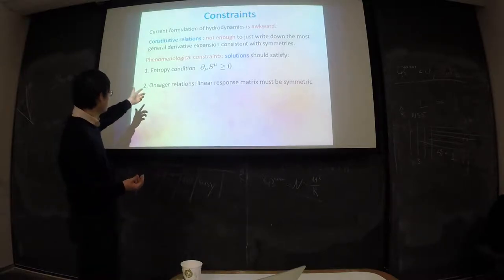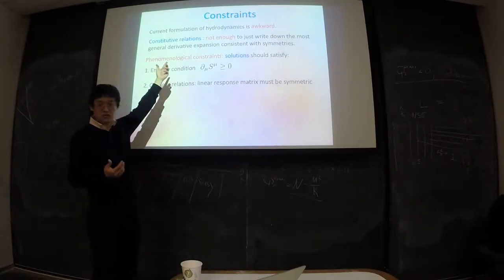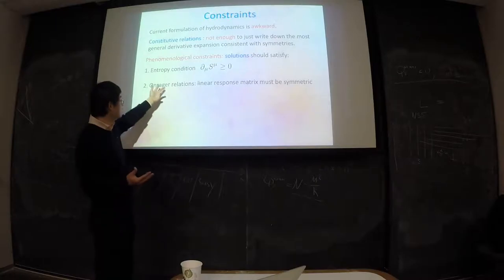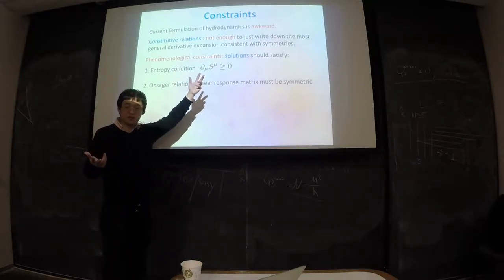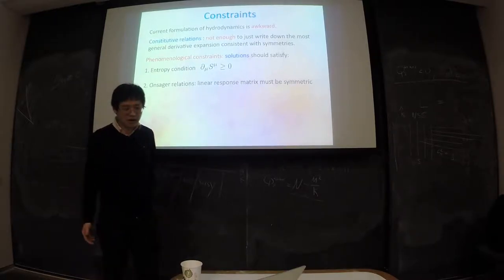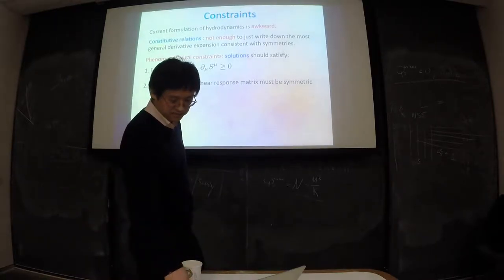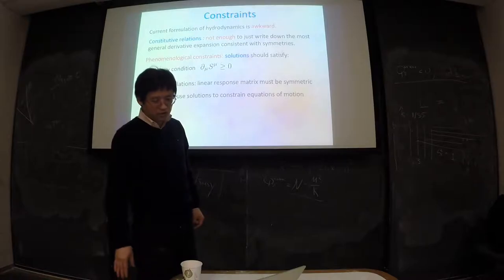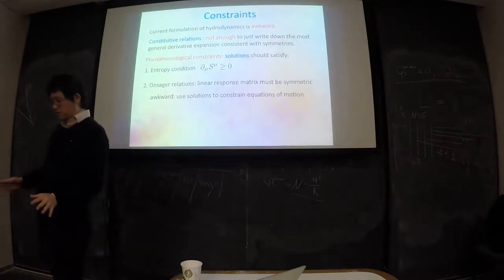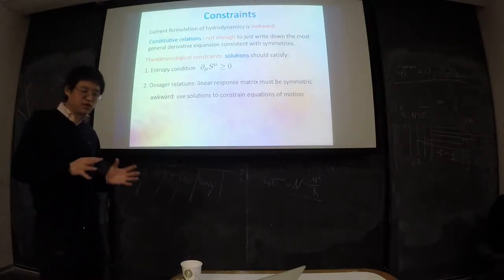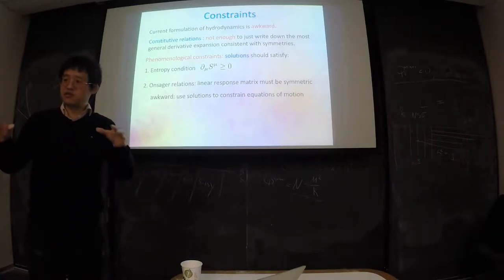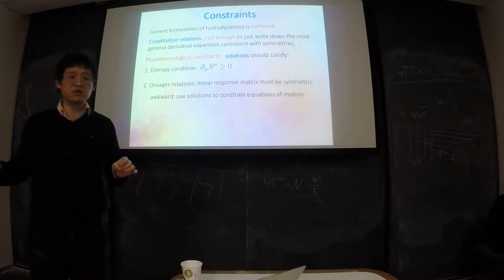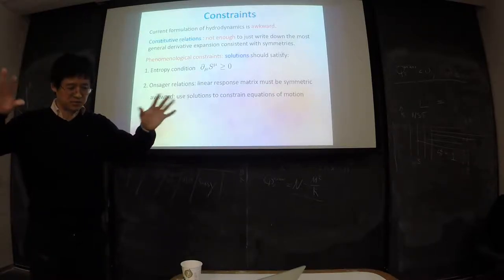And this does not come immediately if you just write down the most general derivative expansion. And then essentially you have to again solve your solutions for linear response and impose this by hand. These are awkward because you somehow use the property of the solution to constrain your equation of motion, and this is not what we normally do in effective field theory. In effective theory, one just specifies the symmetry, and that's it. That's my equation. That's my theory.